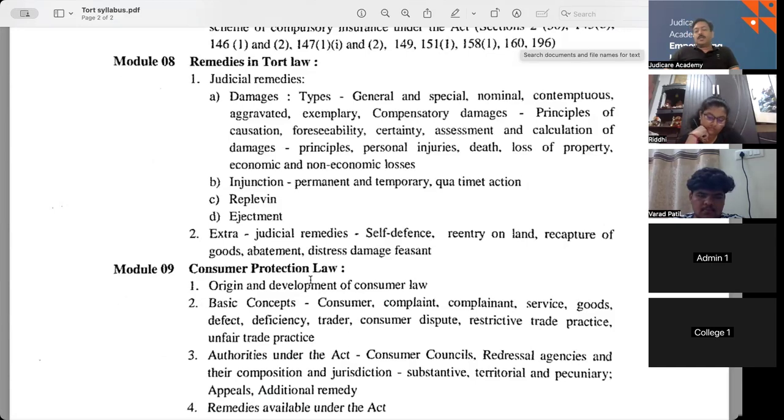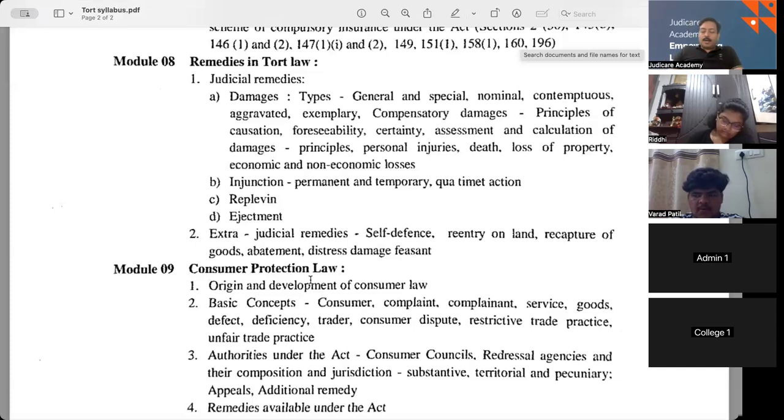Is it non-monetary loss or monetary loss? Now, when we come to nominal and contemptuous damages, it says a small amount is awarded when a legal right is violated, but no substantial losses happen. So a small amount has to be awarded when a legal right is violated.